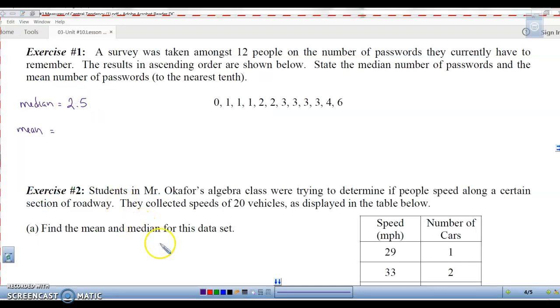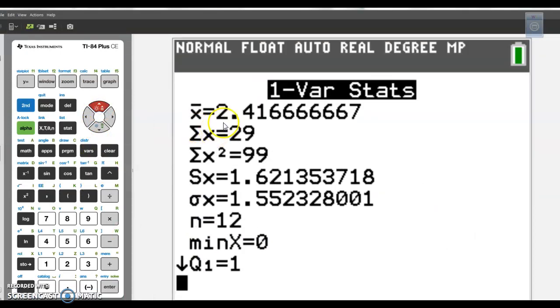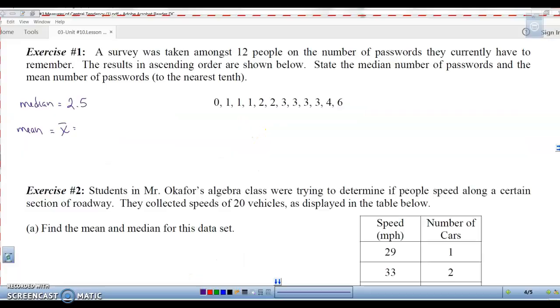All right, now the mean is actually already on that list too. The mean has its own symbol. The symbol for mean is the x with a bar over the top of it. It's called x bar. That gives you the mean. If you look at your calculator and scroll up to the very top, you can see the mean is the first number right here. X bar right here is the mean. So the mean rounded to the nearest tenth is going to be 2.4. All right, let me write that down.